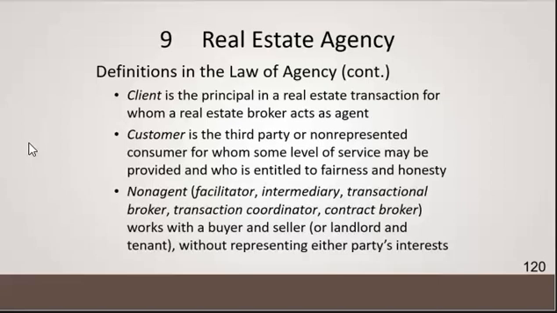Now, there's another one out there. There's one called a non-agent. That's a RE/MAX person. No, I'm kidding. I got that on recording too.